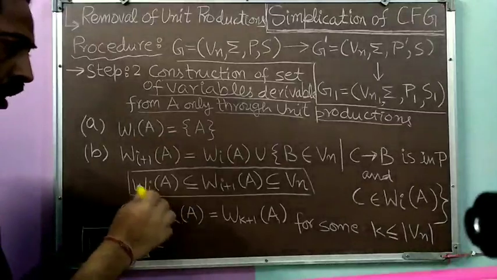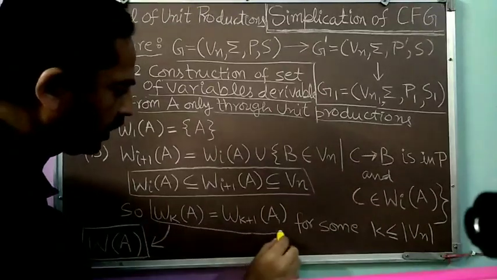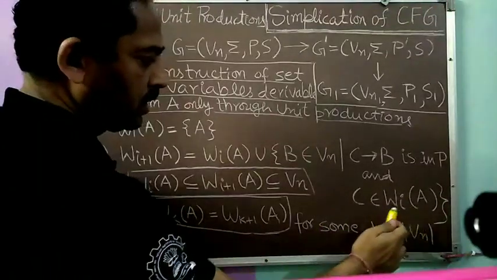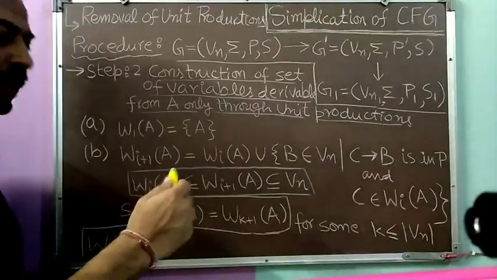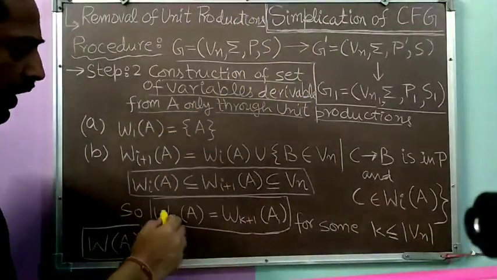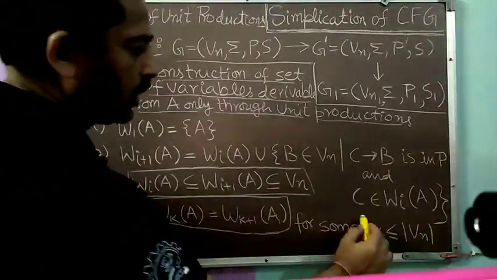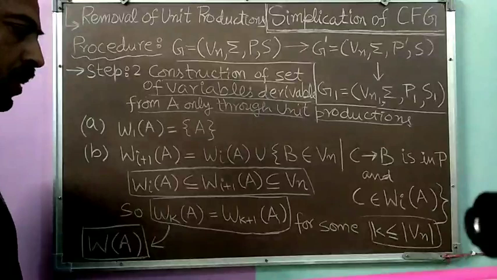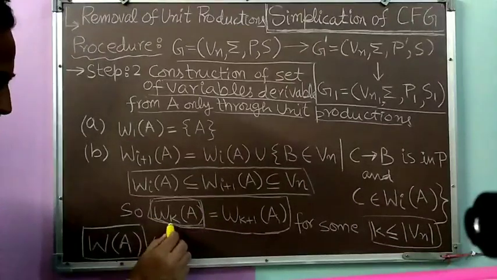If this is the situation, again we can find a situation where Wk of A is equal to Wk plus 1 of A for some k which is less than or equal to the cardinality of Vn, because Vn is finite and we are continuously increasing our set Wi, so it can increase only up to a limit. So there will be some situation when we find that Wk of A is equal to Wk plus 1 of A, and certainly we can do this in fewer steps than the cardinality of Vn.